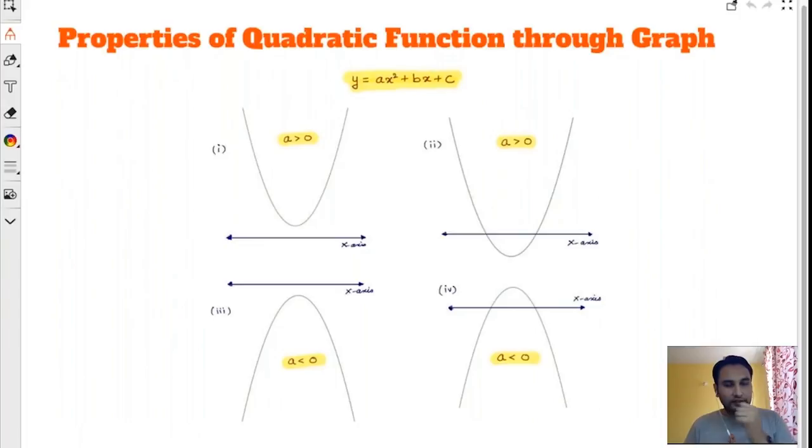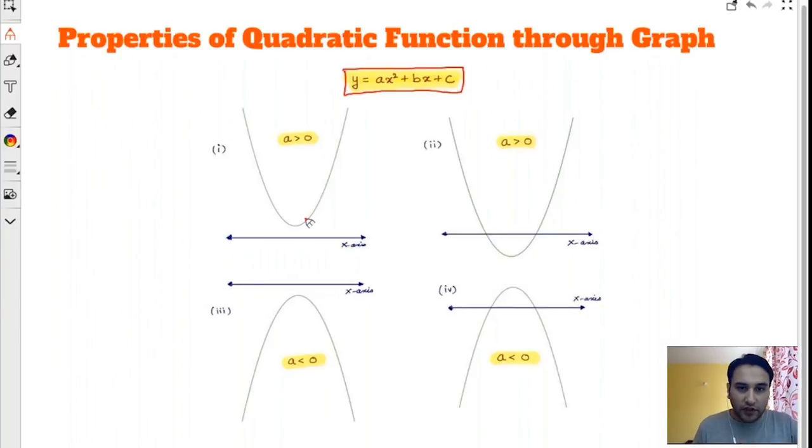Now look guys, a quick revision because we have reached till quadratic. So these are the 4 possibilities of the graph. Agree? We are plotting the graph of y equal to ax square plus bx plus c. The graph either faces up or faces down. If the graph faces up, the graph either intersects x-axis or does not intersect x-axis.